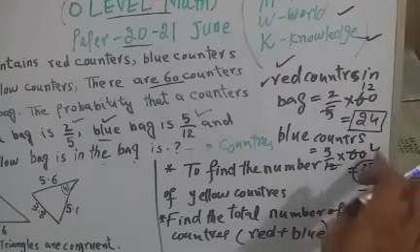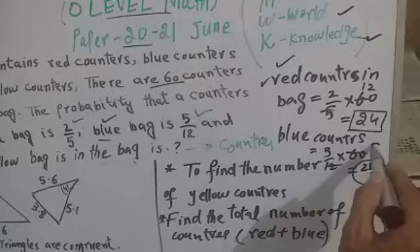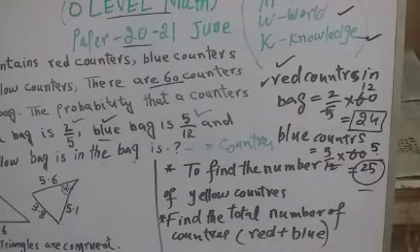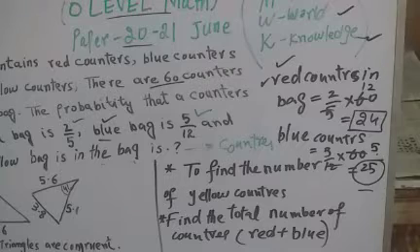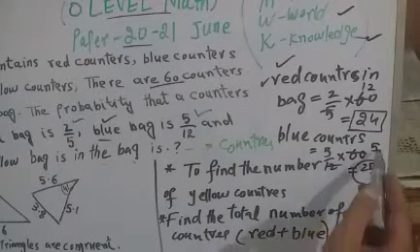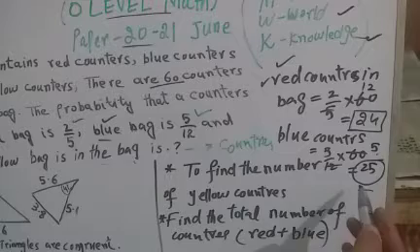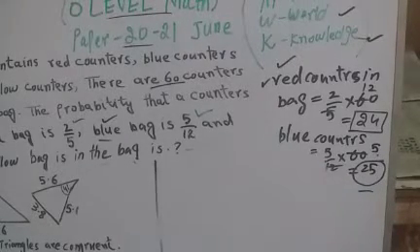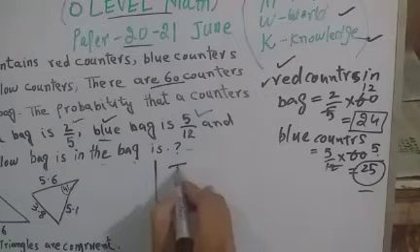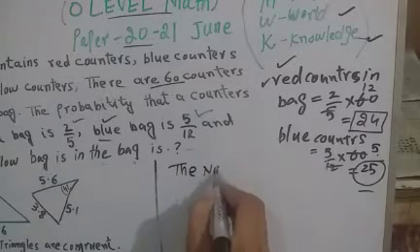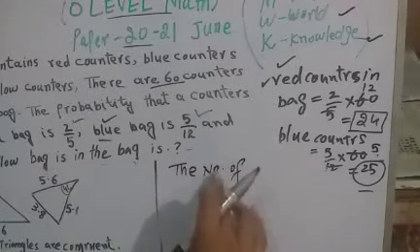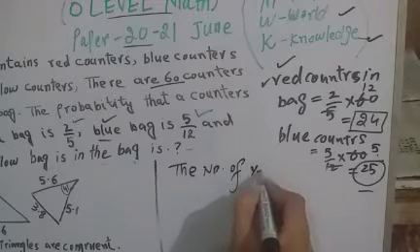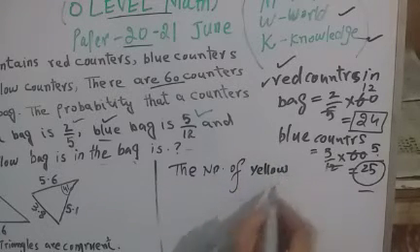12 fives are 60. Now you can understand easily the number of yellow counters.